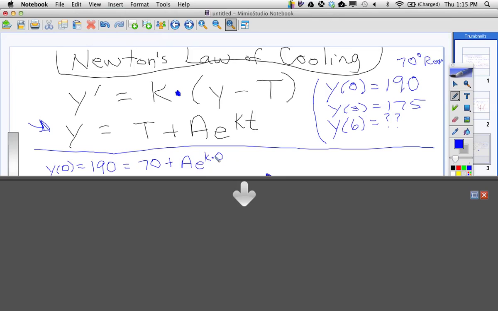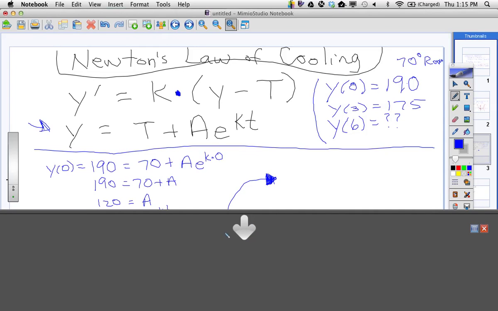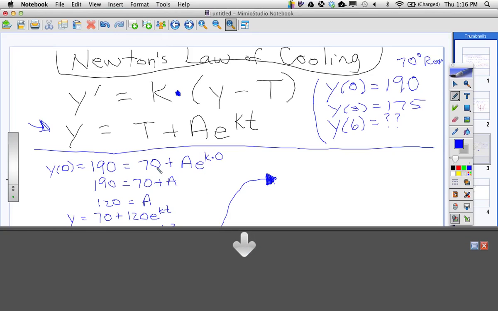Well, what's k times 0? 0. What's e to the 0? 1. That's a wonderful thing, right? 0 is a great thing to plug in. E to the 0 is 1. That gets rid of that. You got a plus 70. You subtract 70. You got A is 120, right? So now you plug that back in. So now you know that A is 120. So you know this is 70. So you now know this is 120. So what now?